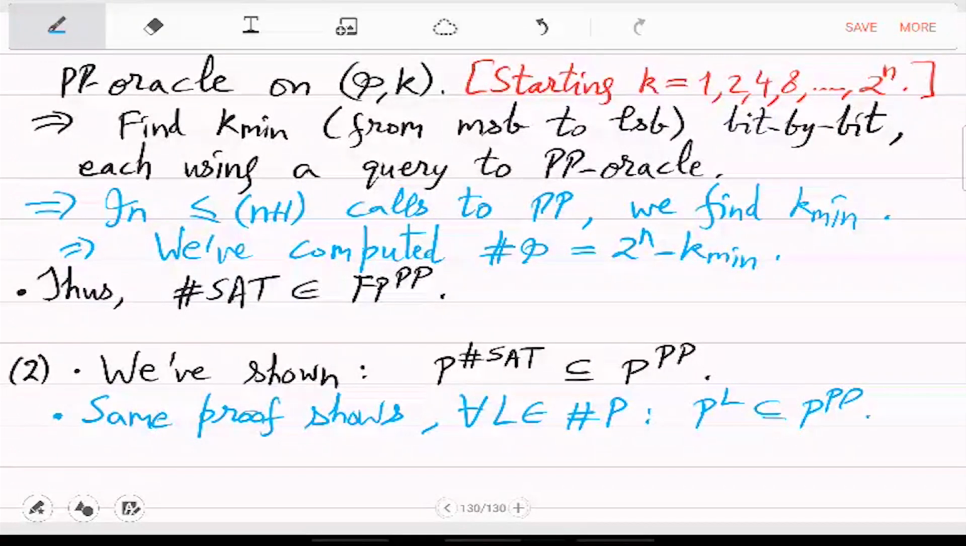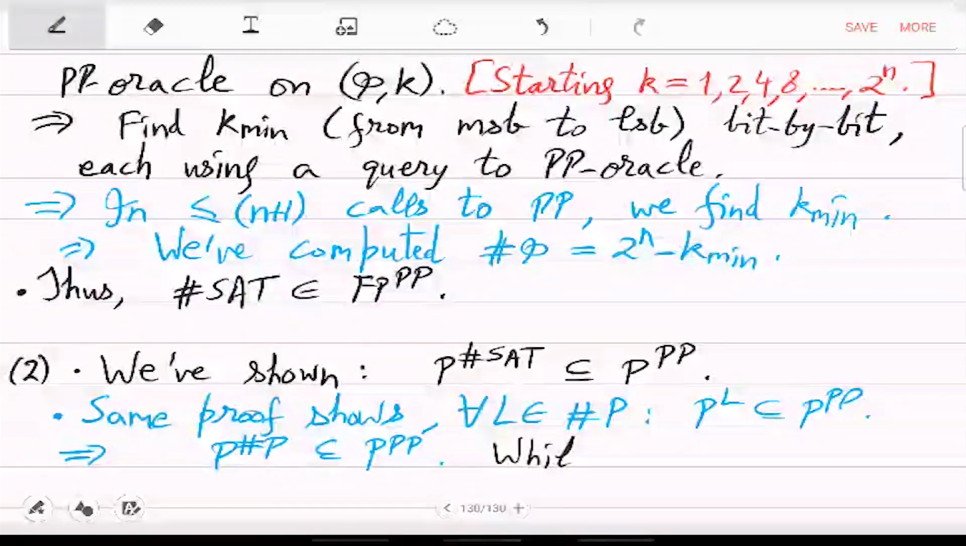And what does this mean? This actually implies that P raised to #P is in P raised to PP. Okay, every call can be replaced by a PP oracle call. So we have shown both ways, while P raised to PP is trivially in P raised to #P.